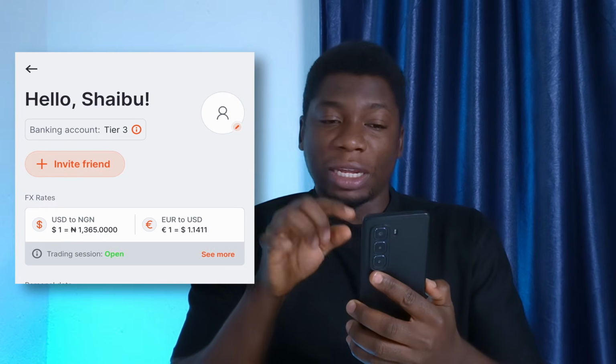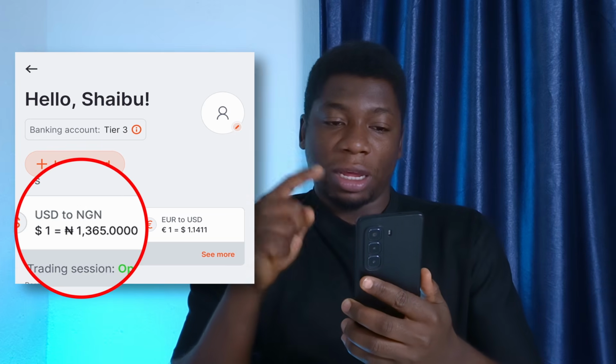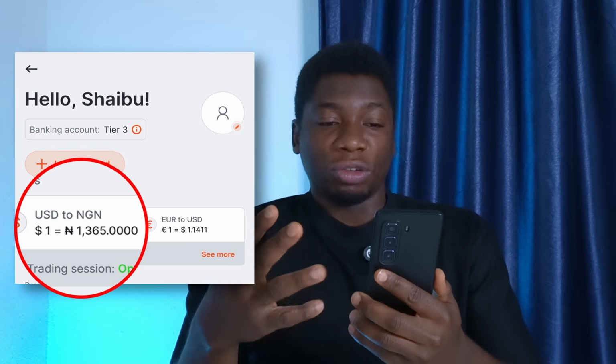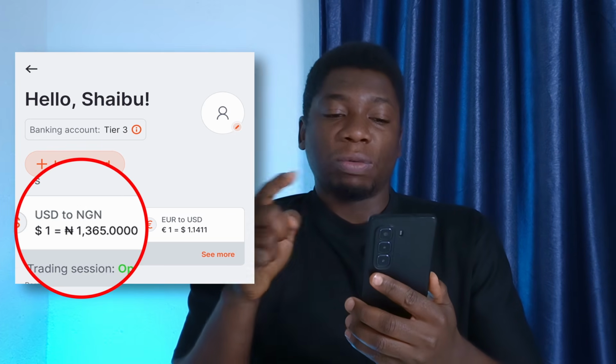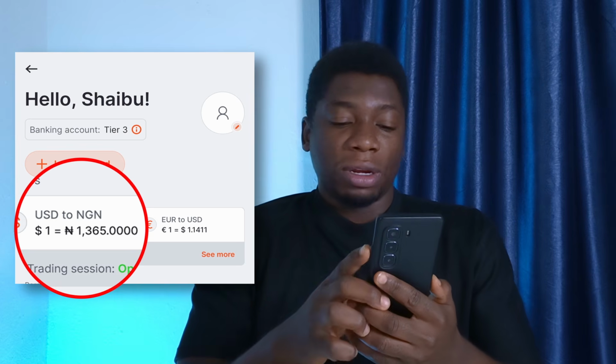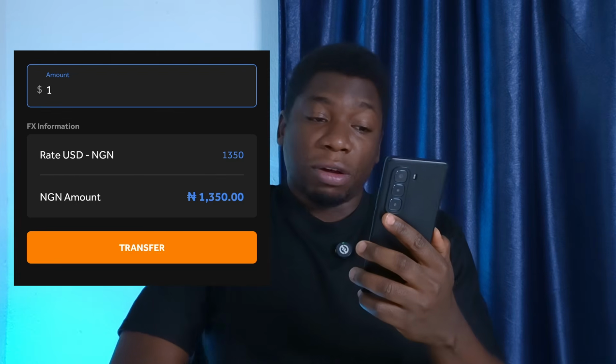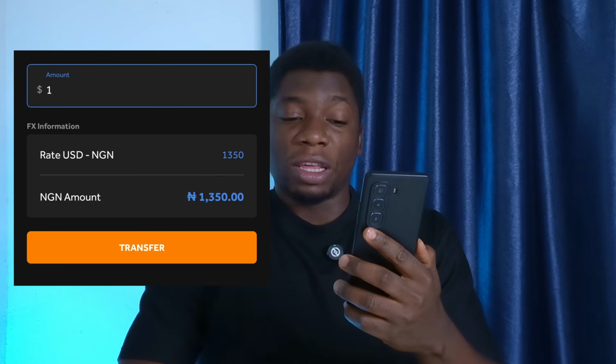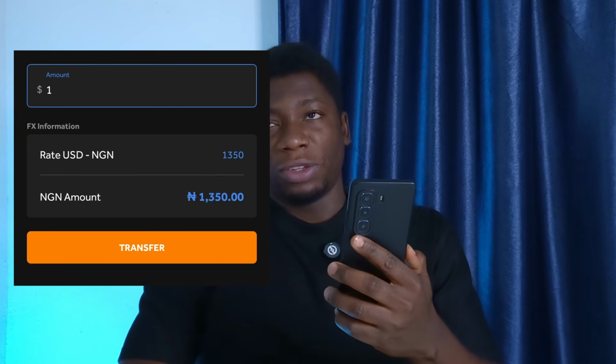Okay, right now I'm looking at the GTB bank app, and a dollar here, if you want to exchange your dollar to Naira, is 1,365. Now I'll switch to Access to see what a dollar is. As of now, for Access, a dollar is 1,350. So that's a 15 Naira difference if my math is correct. Sometimes my math is bad.